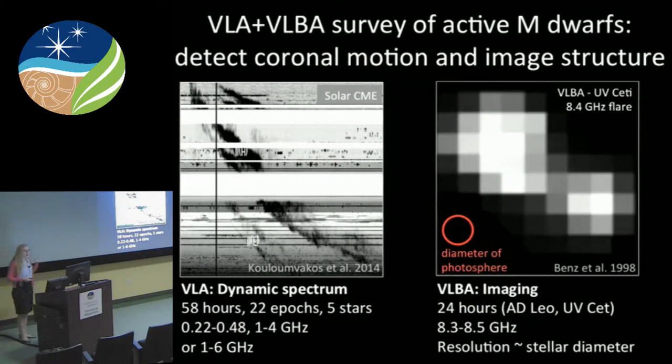So I combined data from the Very Large Array and the Very Long Baseline Array to try a two-pronged approach to look for stellar coronal mass ejections. With the Very Large Array, I was making dynamic spectra, time versus frequency, to look for analogs to this solar coronal mass ejection. And I had 58 hours of data divided across 5 stars, covering a wide range of frequencies. With the Very Long Baseline Array, I was imaging the corona of the star. And I'll go into the motivation for that in a moment.